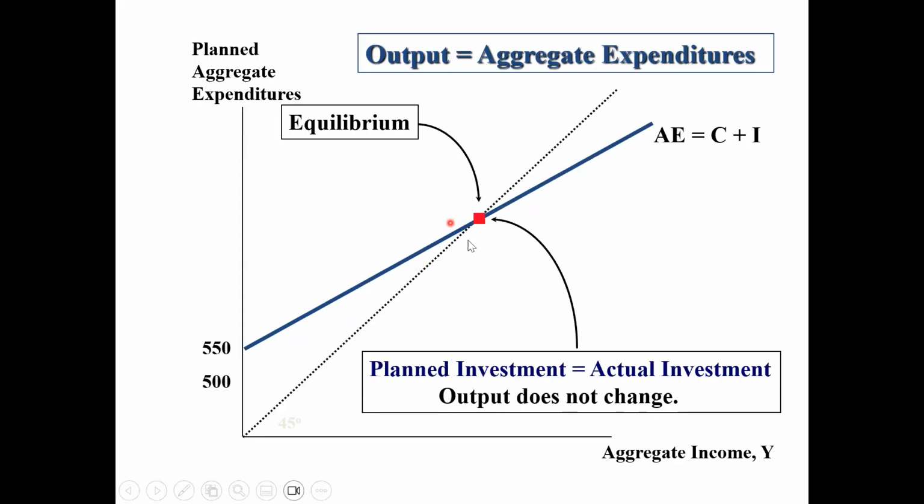Here is the point of equilibrium, where output is equal to aggregate expenditure, whereas planned investment is equal to actual investment, so output will not change.